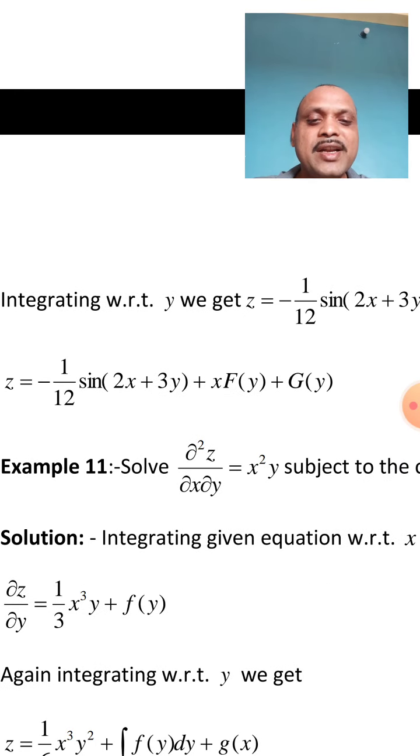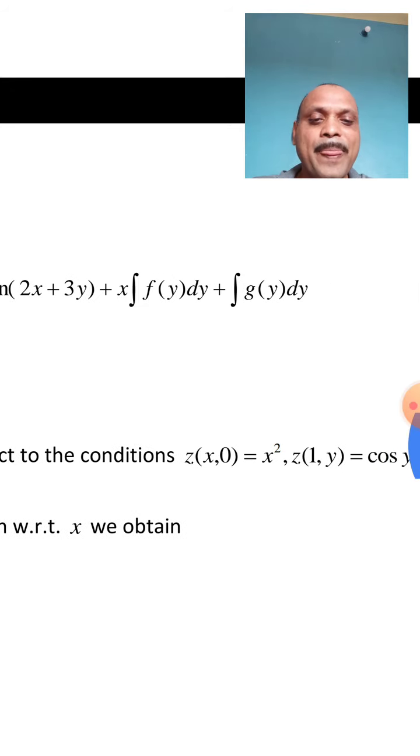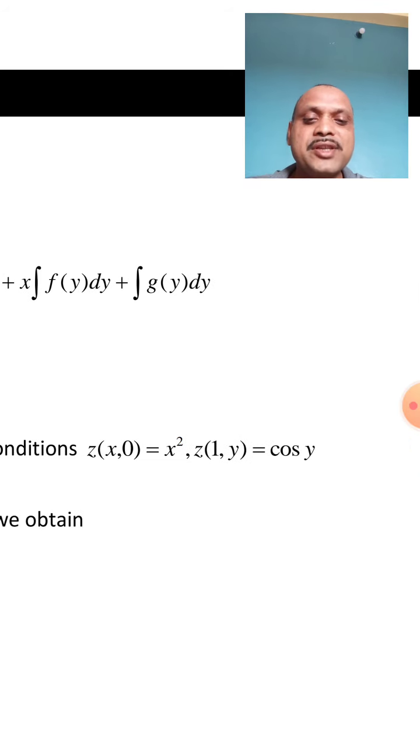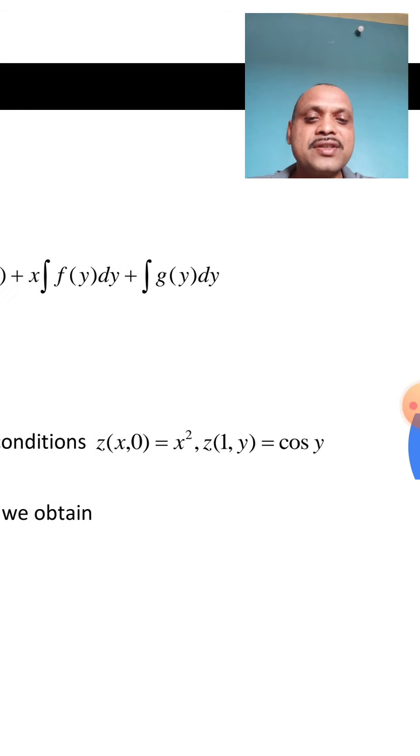Now see another example. Del 2 z by del x del y equal to x square y, subject to the conditions. We have two conditions: z of x comma 0 equal to x square, and z of 1 comma y equal to cos y.